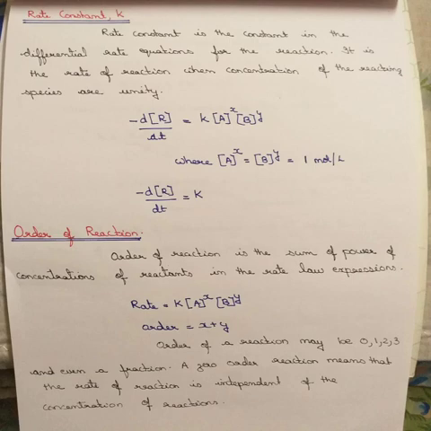In a reaction, if you want to find out the order, just add the powers of the reactants. That means the reactants are raised to some powers, just add the powers. In this case, the powers are x and y. So, the order of reaction is given by order equal to x plus y. The value of order may be 0, 1, 2, 3, etc. Even a fraction can be an order.